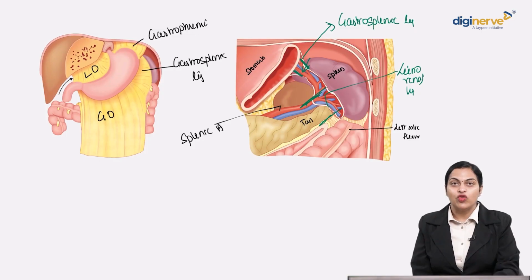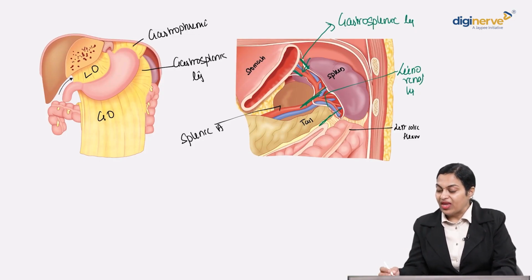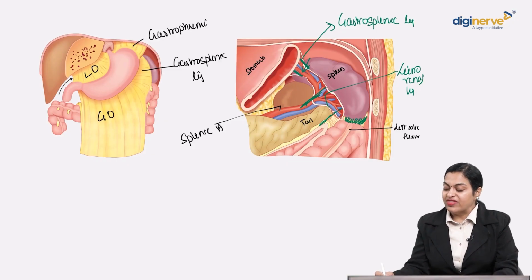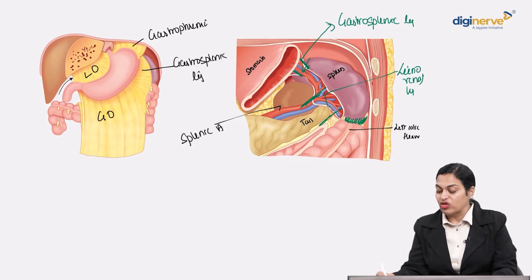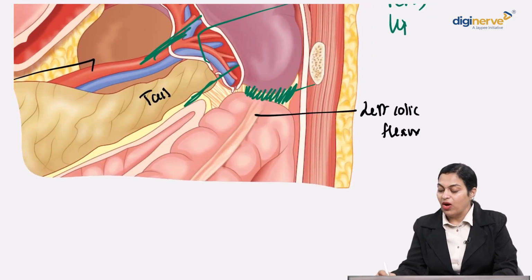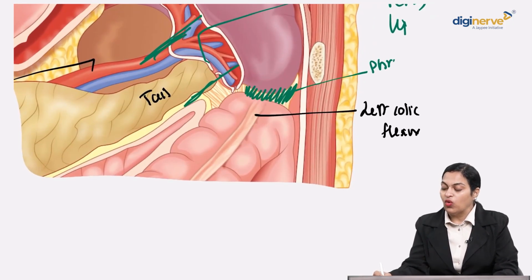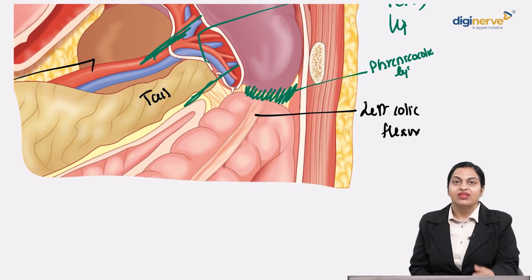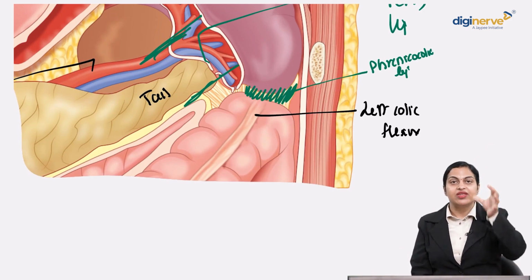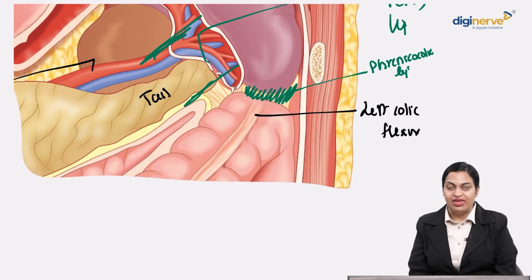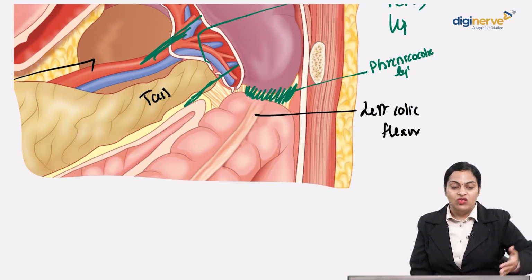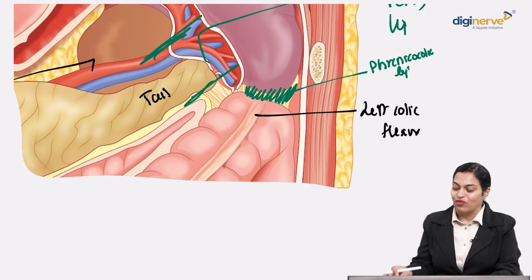These are the contents of the lienorenal ligament. And this one here, very important, extending from the left colic flexure to the diaphragm above, is the phrenicocolic ligament, right? This ligament prevents the downward extension of the spleen in case of splenomegaly. So the direction of enlargement of the spleen is towards the right iliac fossa.